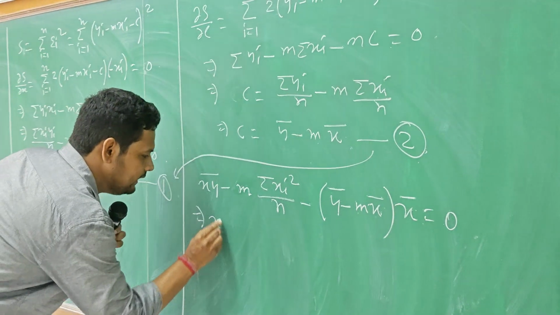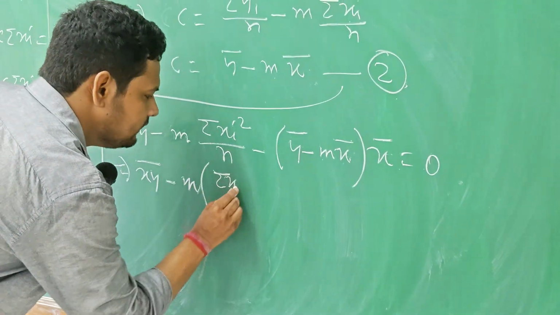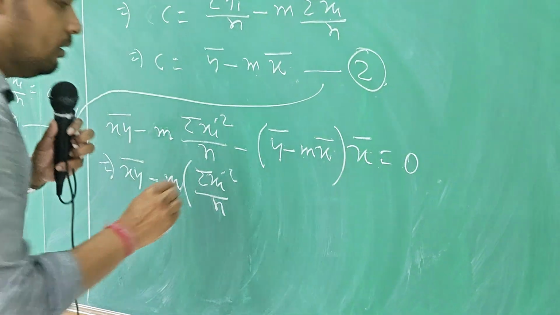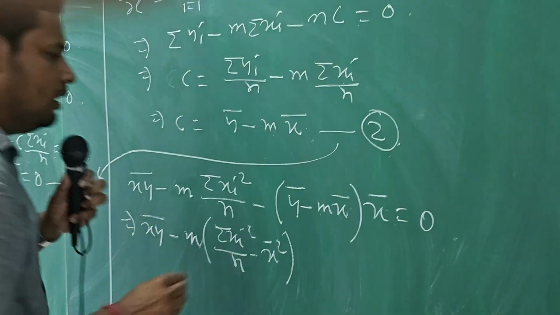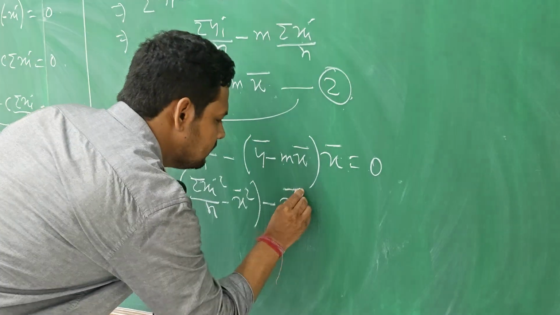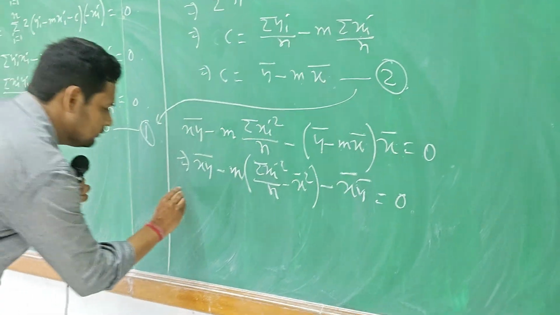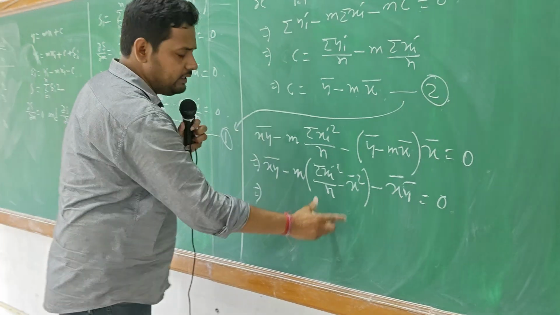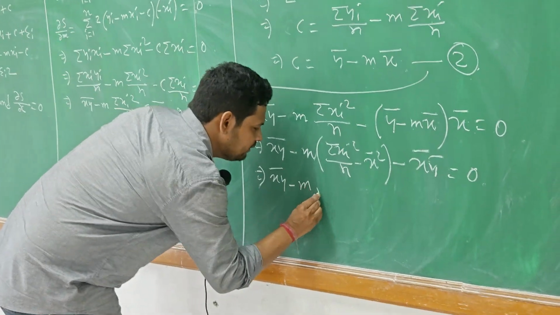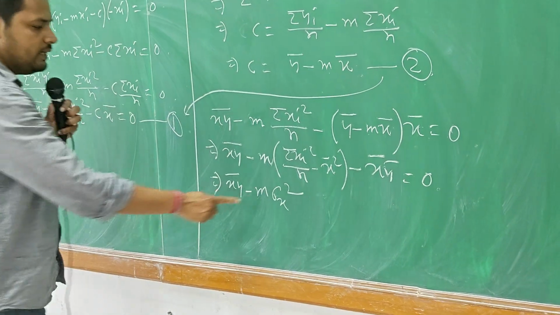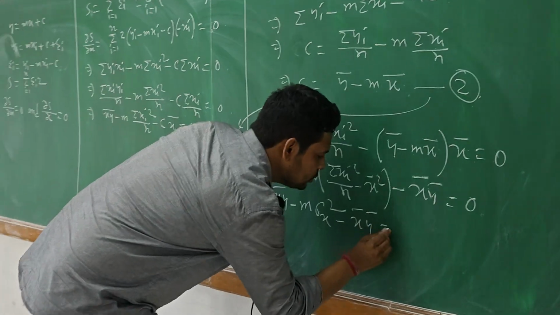So from here we can get xy bar minus m into summation xi square by n minus this x bar into this x bar. So this x bar is square, minus x bar y bar, this one equal to 0. So what is this? This is variance of x. So this is xy bar minus m into sigma x square, which is called variance of x, minus x bar y bar. This one equal to 0.